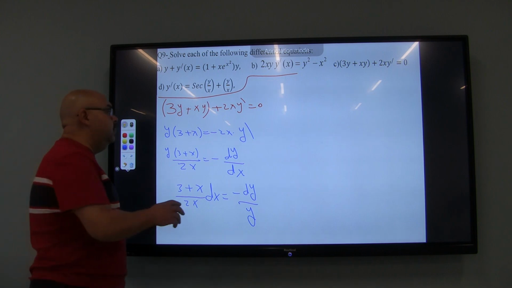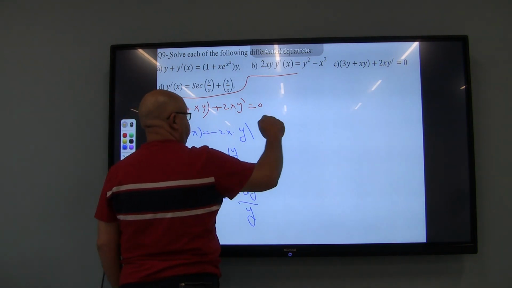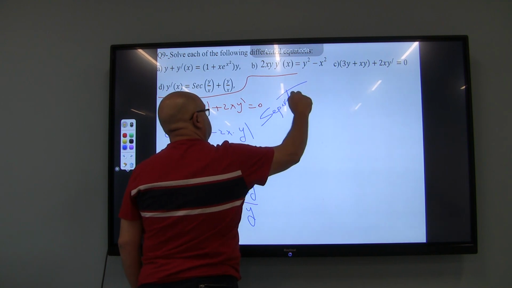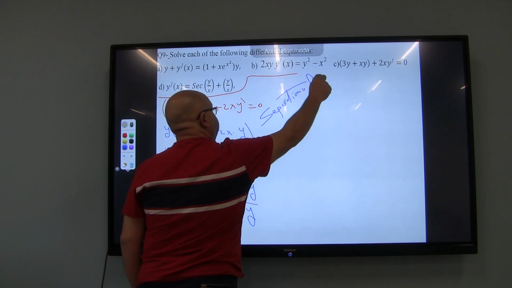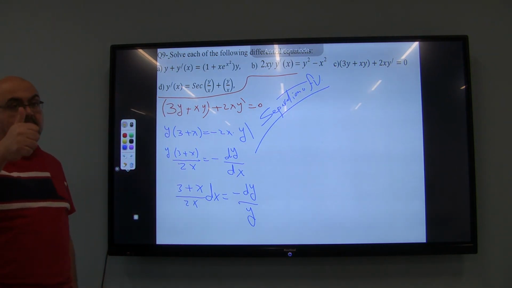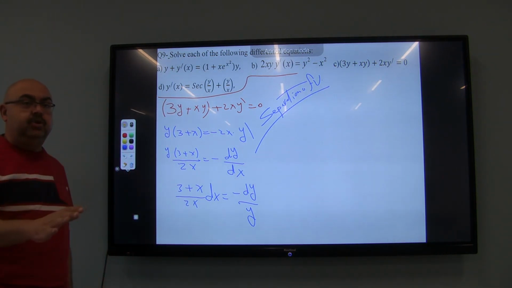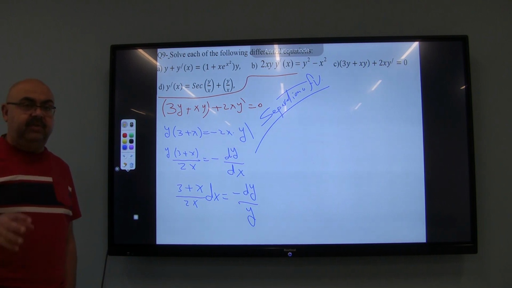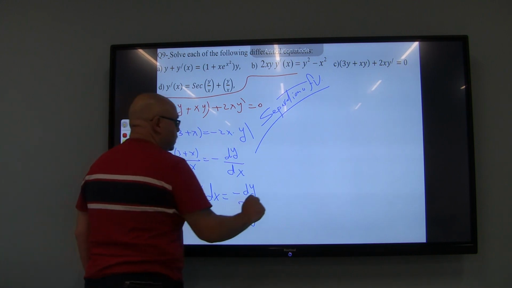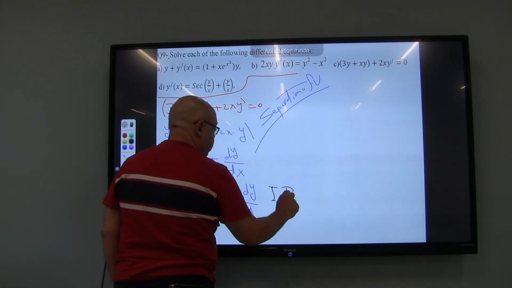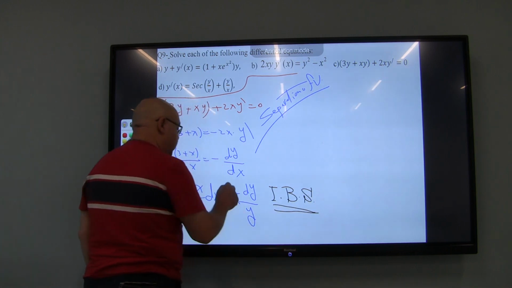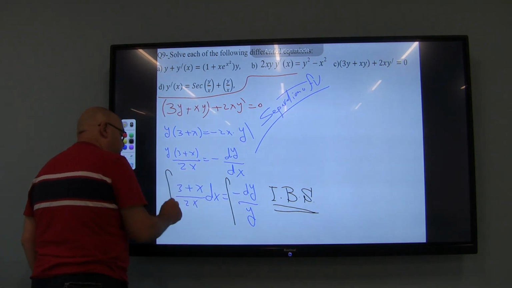I would recommend that once you reach this far, you write separation of variables, still the name of the method. This way you will take a mark. As soon as you write separation of variables, is it homogeneous or whatever, I will give you a mark on this. Try to integrate both sides, each side separately. This is the integration side, that's the integration side.